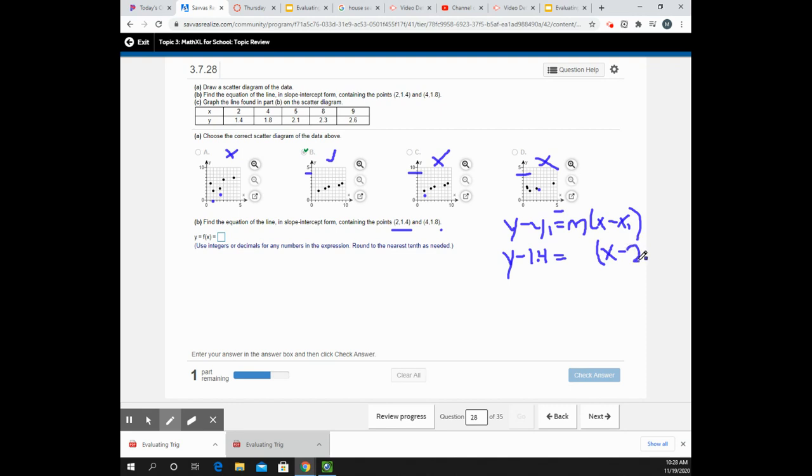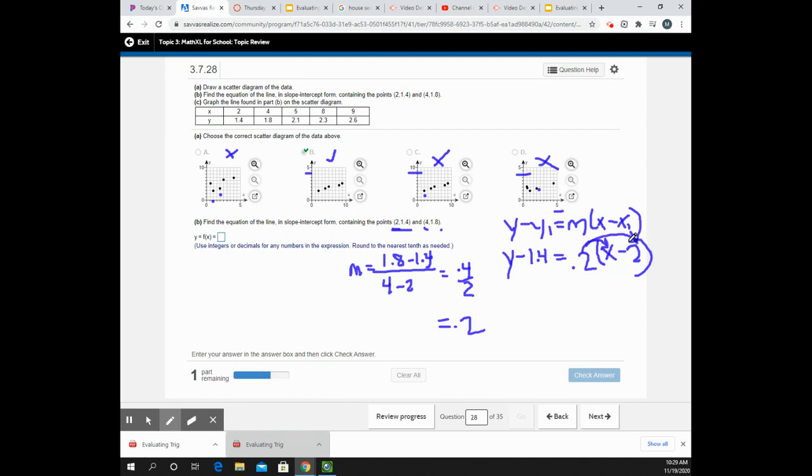Now, to find the slope between 2 points, we take y2 minus y1. So I'm going to take 1.8 minus 1.4, and divide it by x2 minus x1. So we have 0.4 over 2. And 0.4 divided by 2 is 0.2. So we get 0.2 right here. Now, if the question asked for it in point-slope form, we could finish, but it doesn't. It asks for slope-intercept form.